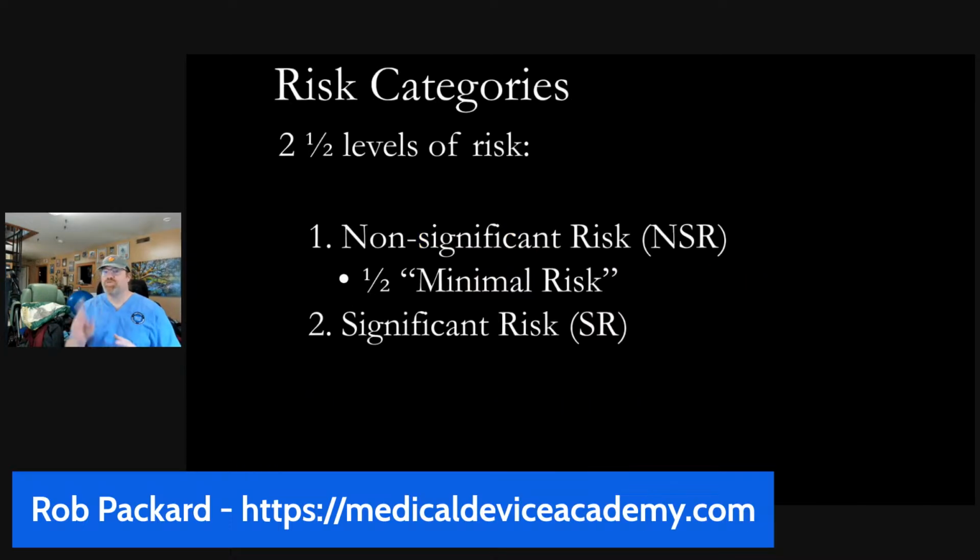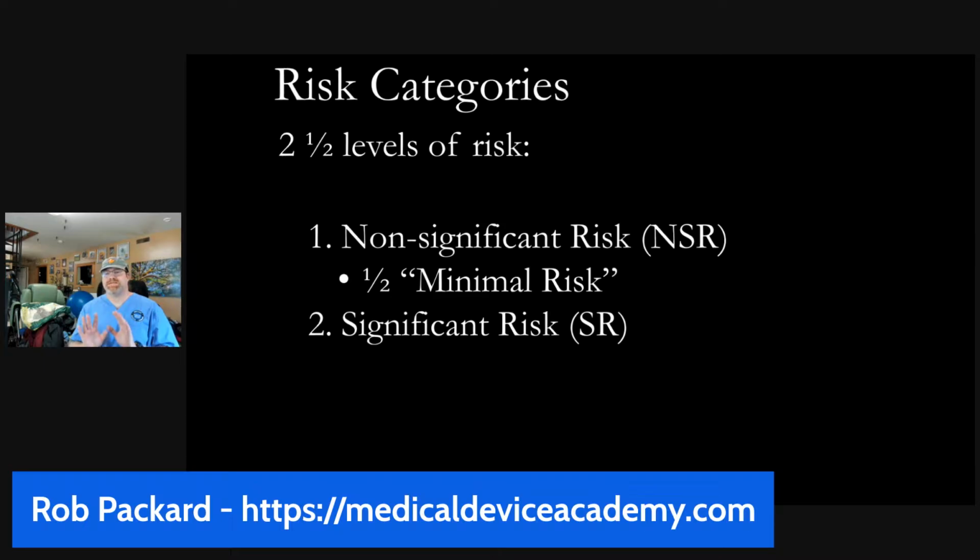Okay. The risk categories, there's two risk categories. I'm going to say there's 2.5. The reason why I say there's 2.5: non-significant risk is what most people want to be classified as. Not everything should be classified as non-significant risk, but sometimes things are so low risk that we call them minimal risk.